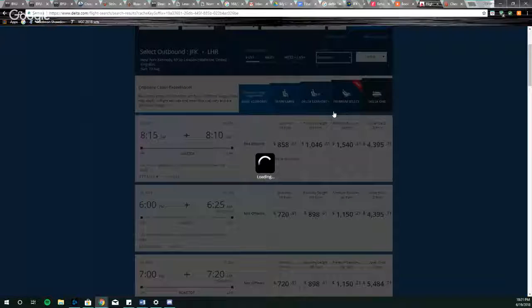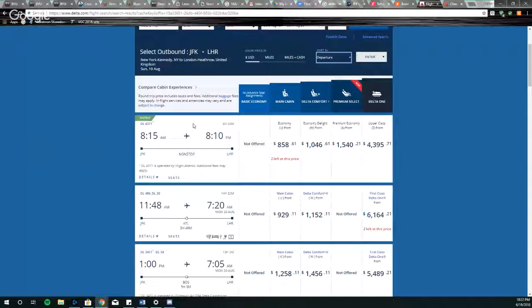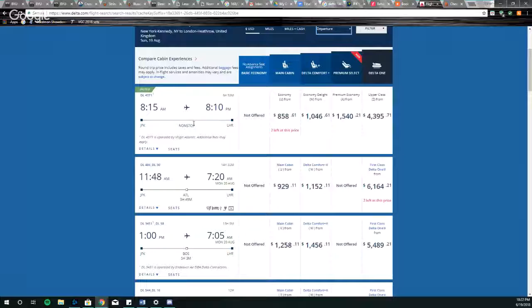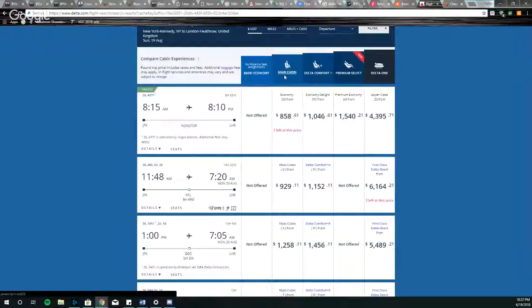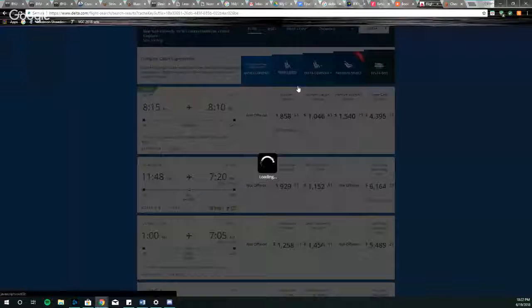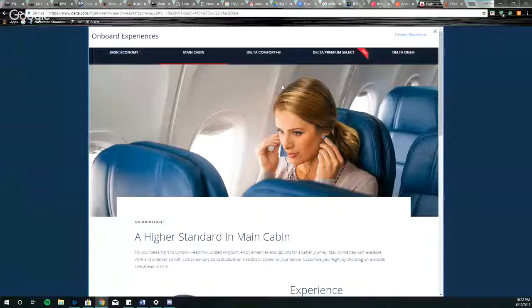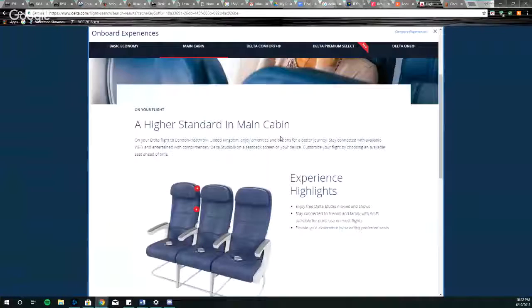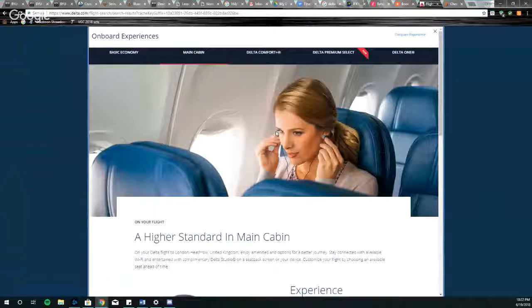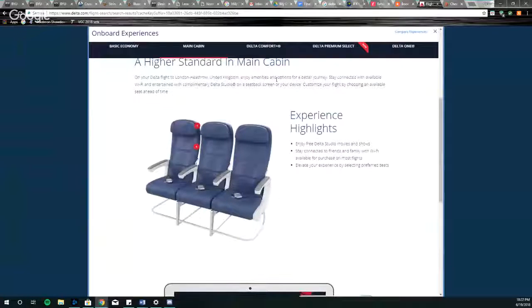All right, here. Let's filter time. All right, 8 a.m. Let's do this 8 a.m. one. That's not the one. Give me one moment. Yeah, okay, I know. Main cabin.